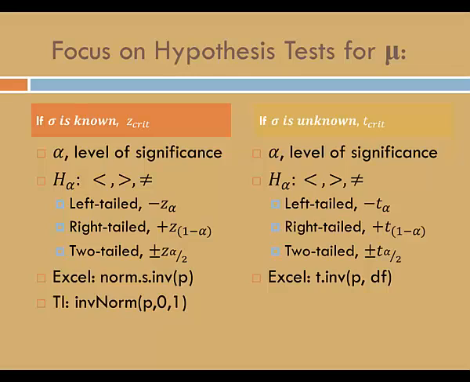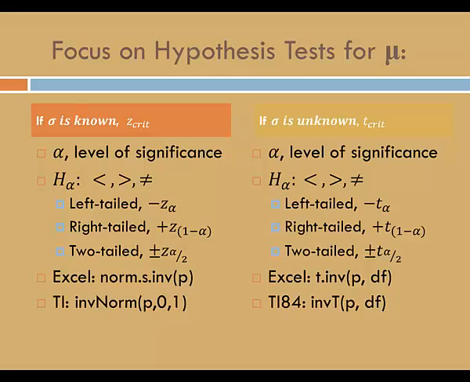In Excel, you'll use t.inv. The two parameters are the probability and degrees of freedom. Again, for probability, you'll use either alpha or alpha over 2, depending on whether it's a one-tailed or two-tailed test. In the case of a hypothesis test for mu, the degrees of freedom is 1 less than the sample size. In other words, n minus 1. The function in a TI-84 is inverse t. The parameters are the same as for Excel.